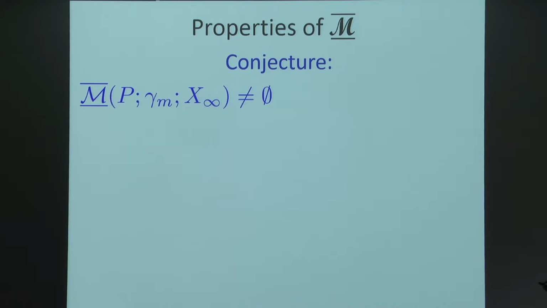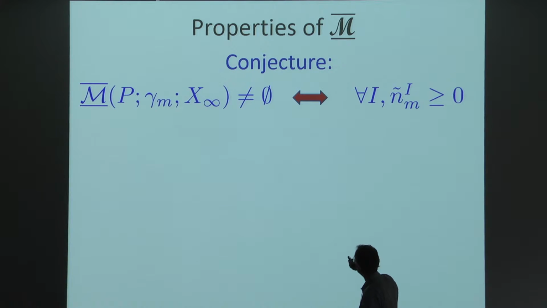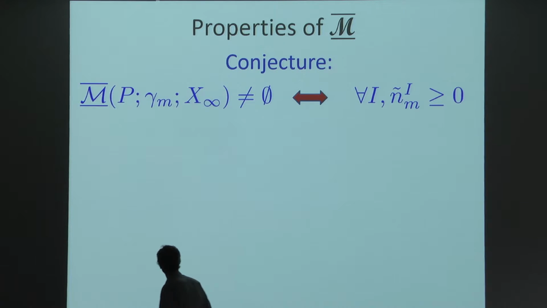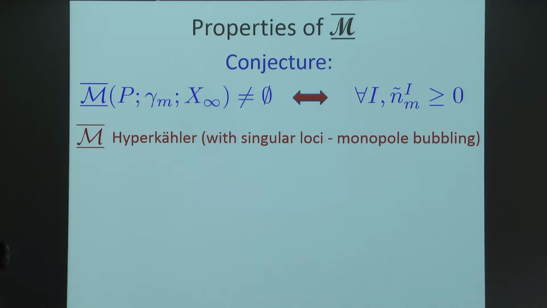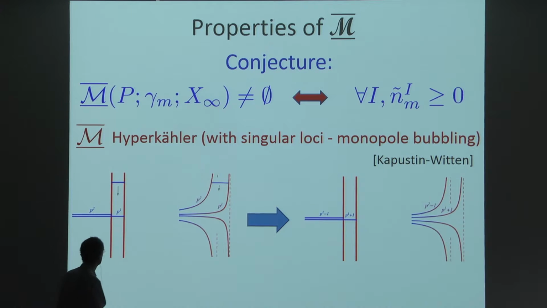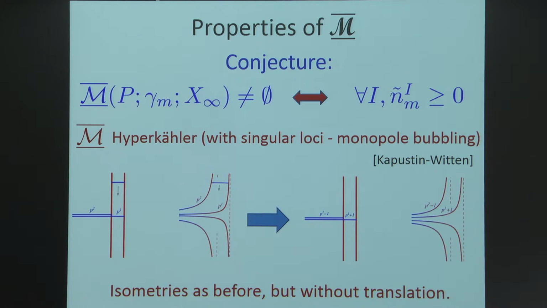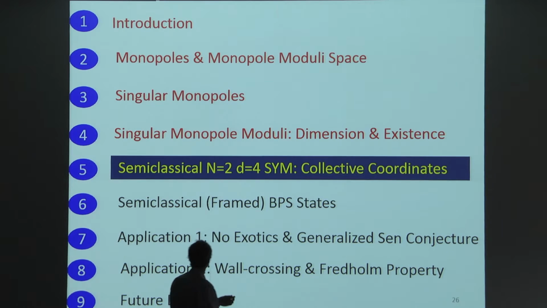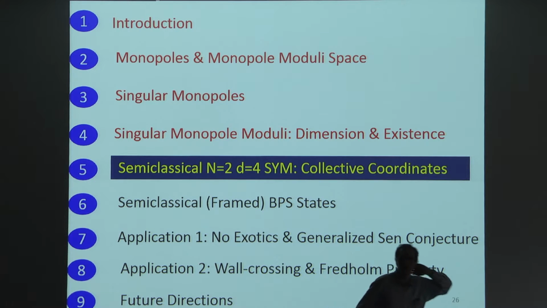Well, mathematicians haven't looked at this enough. So we conjecture that the moduli space is non-empty if and only if all the relative magnetic charges are non-negative. And it's certainly hyperkähler, although it is singular because of something called monopole bubbling, pointed out by Kapustin and Witten. That, too, has a nice D-brane picture, which I'll skip. And again, it has the isometries as before, but of course without translation, since the singular monopole at the origin breaks translation. So now that's monopoles.